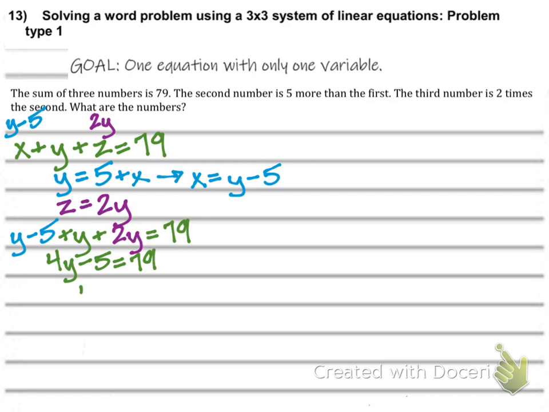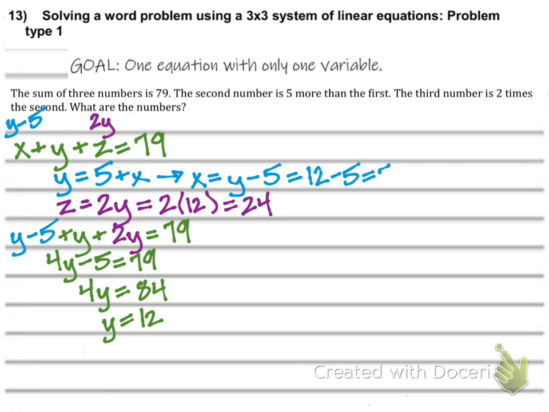Adding 5 to both sides, right? 4y is 84? Dividing both sides by 4, y is 12. Now that I know what y is, I can come back up to z, which is 2y, which is 2 times 12, which is 24. And then I can come into my x guy, which is y minus 5. He's 12 minus 5, which is 7. So my numbers are 7, 24, and 12.